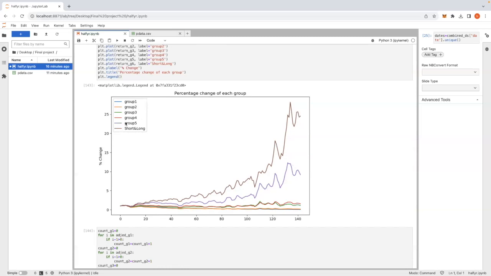And when we combine group 5 and group 1, I mean long the group 5 stocks and short the group 1 stocks, we get the short-long portfolio. This portfolio has a tremendous enhancement of our portfolio return.